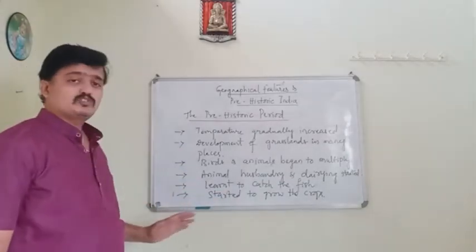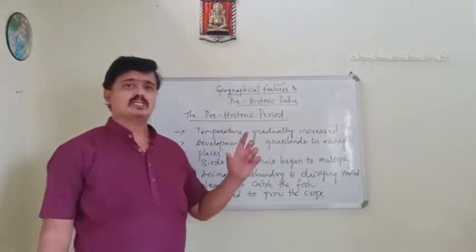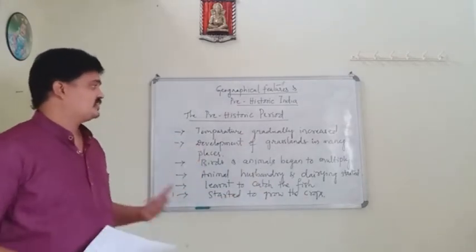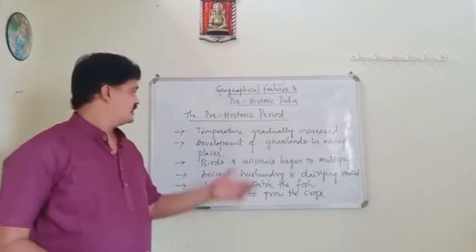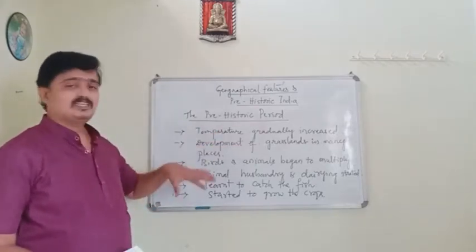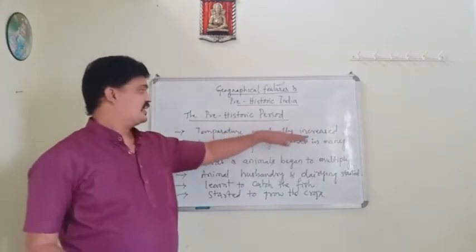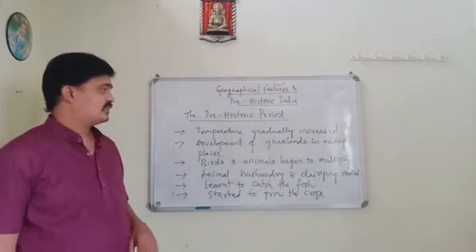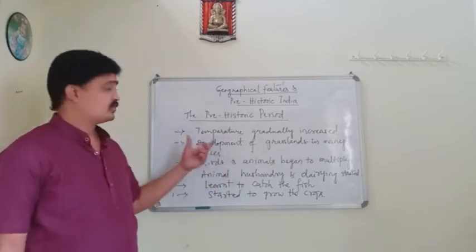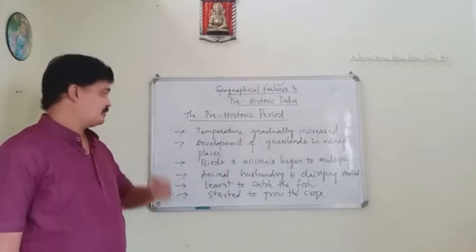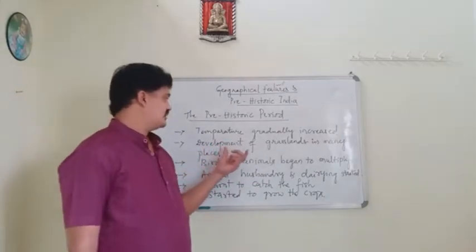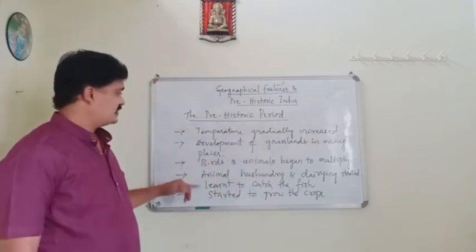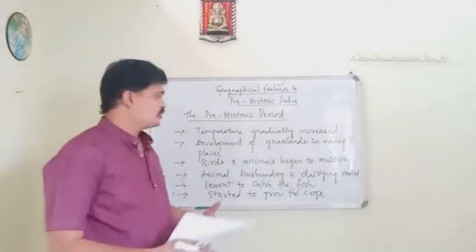See, these are the changeovers that took place in the Earth's environment. Once again, I will repeat it. What changeover took place in the Earth's environment? Temperature increased gradually, and because of the increasing temperature we have seen the development of grasslands in many places, and the birds and animals began to multiply.